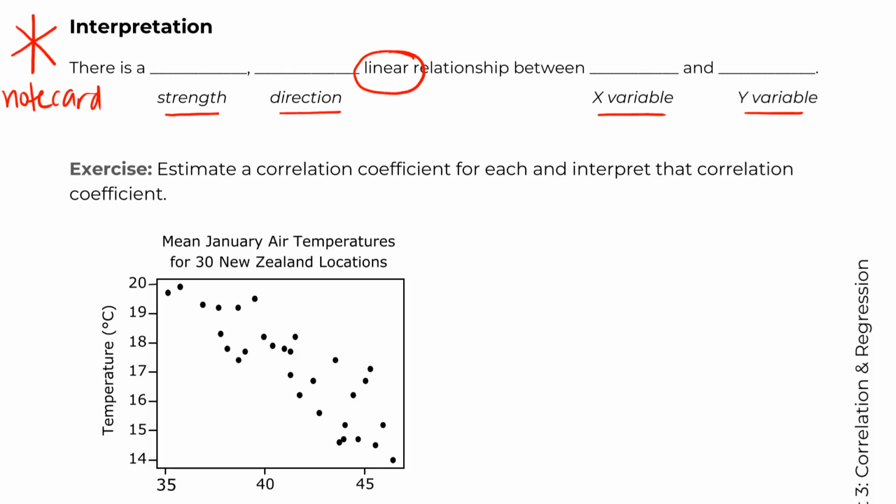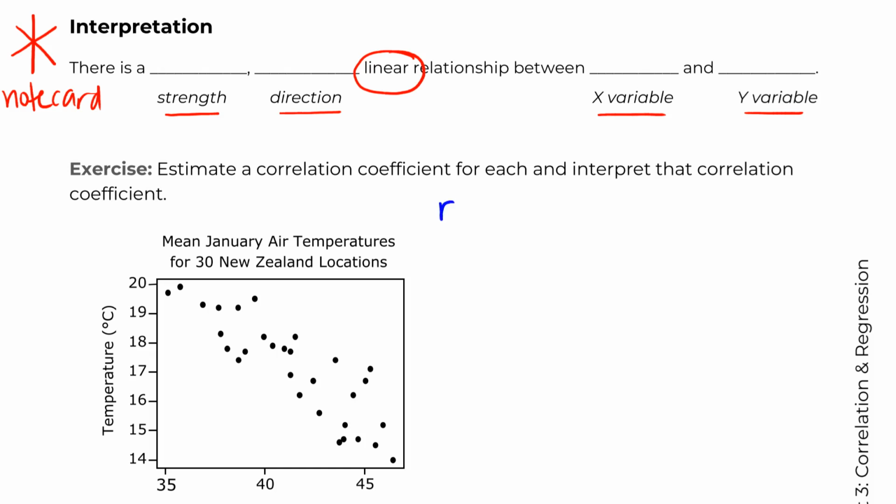So for this exercise, I want you to estimate a correlation coefficient and then try plugging into that interpretation line. And just know this is our first time that we're going to say it. But in this class, whenever I say interpret, that means there's probably a sentence where we statistically say what's going on based on whatever that value is.